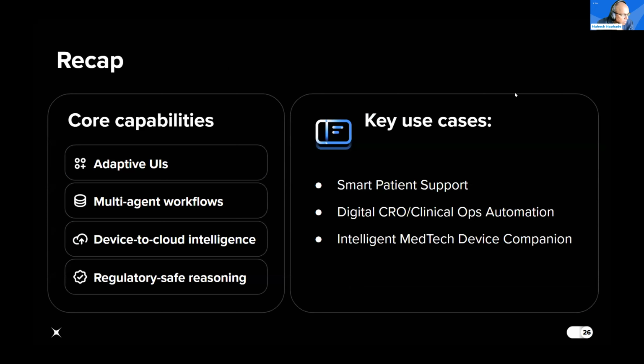Thank you, Martin. All right, so let's do a quick recap. We'll come to Q&A soon. The core capabilities, as Martin walked us through, are adaptive UIs, multi-agent workflows, and device-to-cloud intelligence. Obviously, there is an application or set of applications, a platform behind the scenes, that makes things possible. And all this within the confines of a regulated data privacy and safety framework. A number of use cases come to mind. We already talked about different applications earlier. Now, with the added intelligence, one can imagine having smart patient support, a digital CRO, a CRO that completely sits in a box, and intelligent medtech device companions. Companions are really tailored for your specific need, right? And the list goes on.